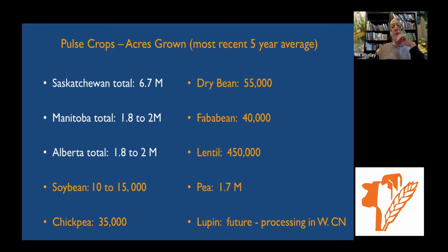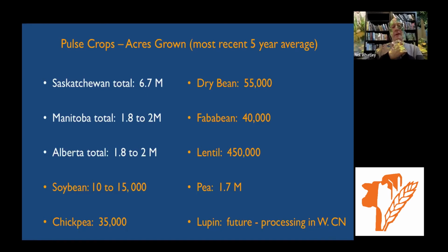Pulse crops. These are the acres grown on the Canadian prairies. This is a 5-year average. Saskatchewan has 6.7 million acres of pulses. Manitoba and Alberta have 1.8 to 2 million acres. Saskatchewan, of course, has a larger area for agriculture, so it's natural they would have more.